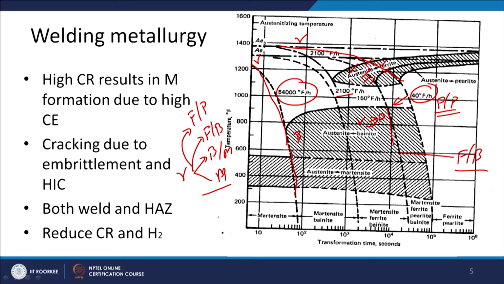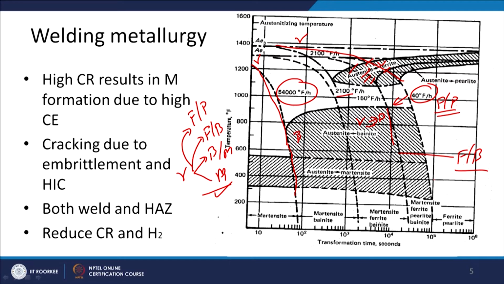So, higher cooling rate leads to the formation of the martensite, which will cause the embrittlement of the steel and will increase the tendency for cold cracking. On the other hand, lower cooling rates will give the softer phases, as well as enough time for hydrogen to diffuse out of the steel from the weld as well as the heat affected zone. So, the hydrogen induced cracking tendency is reduced.